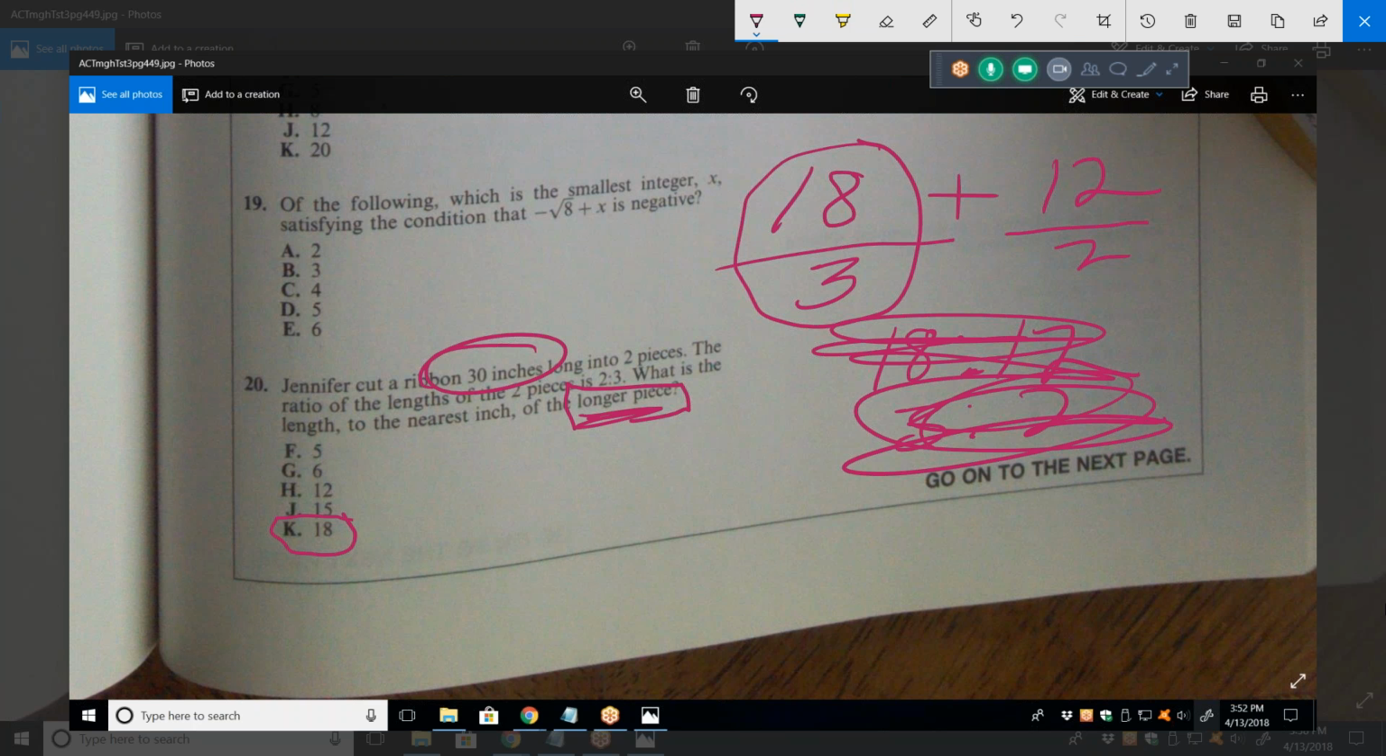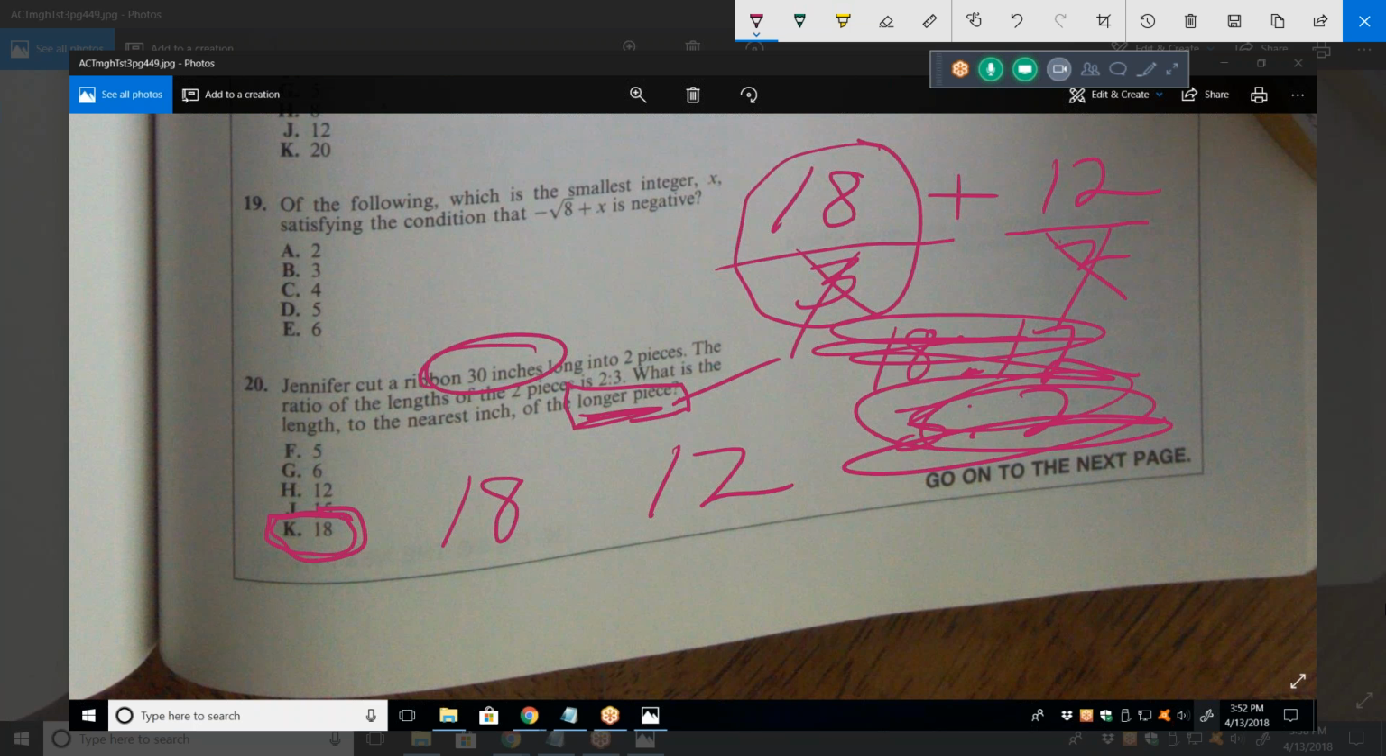I'm not even sure I needed to do that. That might have actually confused you. The key is they're asking for the longer piece, so we're going to start with the biggest number. If the longer piece is 18, that automatically would make the shorter piece 12, if they add to 30. Now the question is, is that a 3-to-2 ratio? The answer is yes.